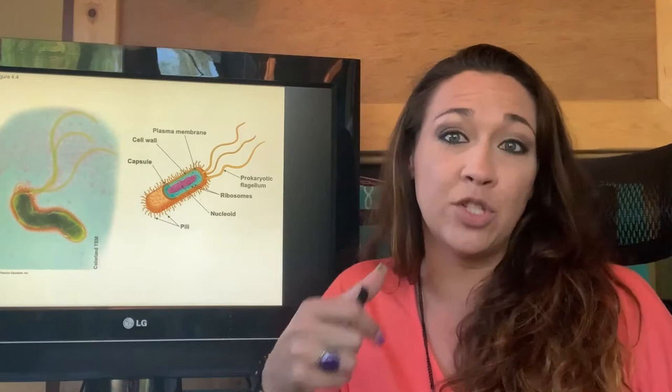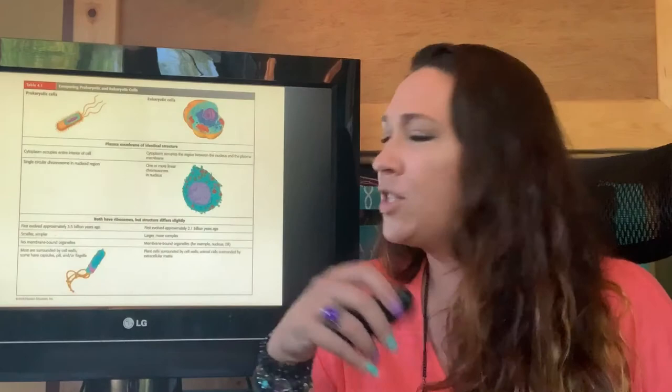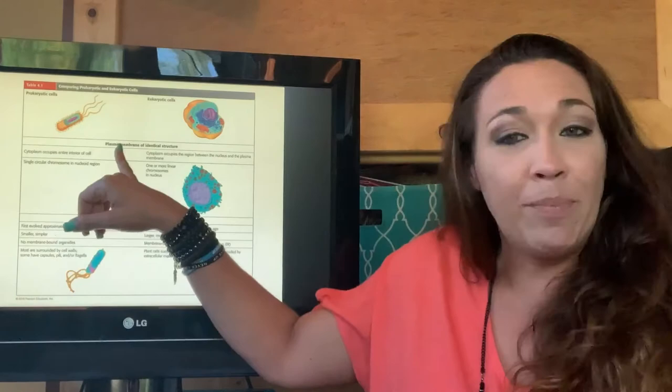What else? That's pretty much what we've been talking about, the differences between the two and some of the similarities. So they both have plasma membranes. Yes, they do. They both have ribosomes, even though they're structured a little bit differently. You guys don't need to concern yourself with that. You just need to know that, yes, they both do have ribosomes.